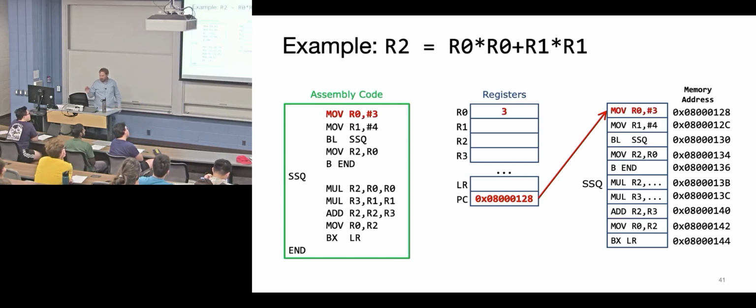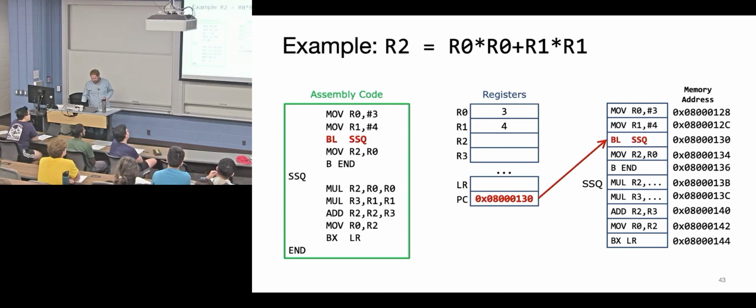So here we're going to move the immediate 3 into R0, and we've modified that register. Then we're going to increment the program counter. So now we've gone off to this next value, incremented by 4. We're going to move 4 into R1. Now we're going to branch to a location which is SSQ, so sum of squares. Normally there'd be a memory address here, but here I've just labeled it.